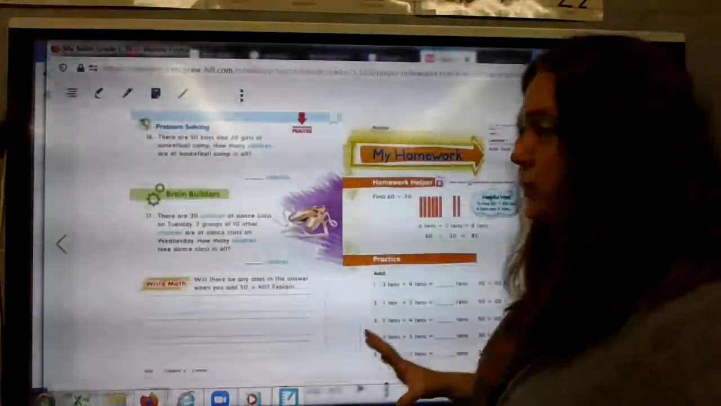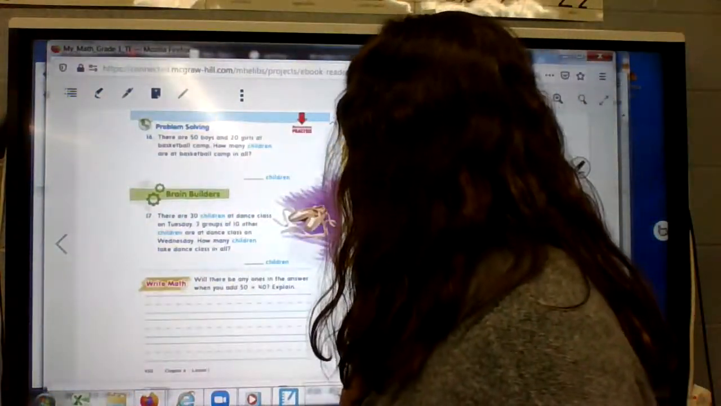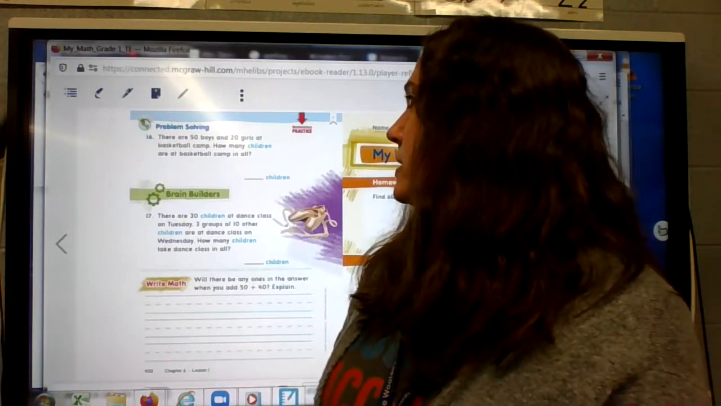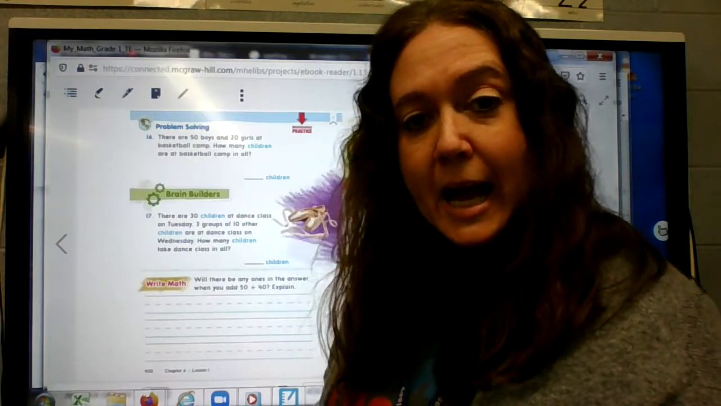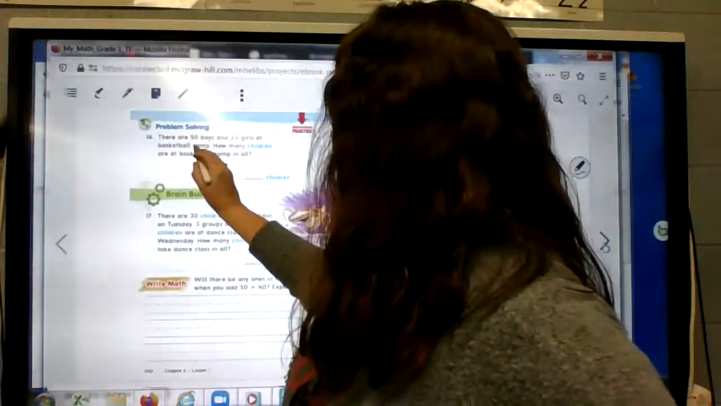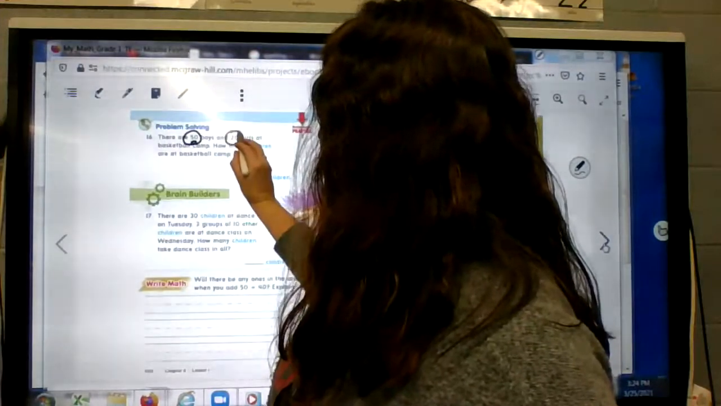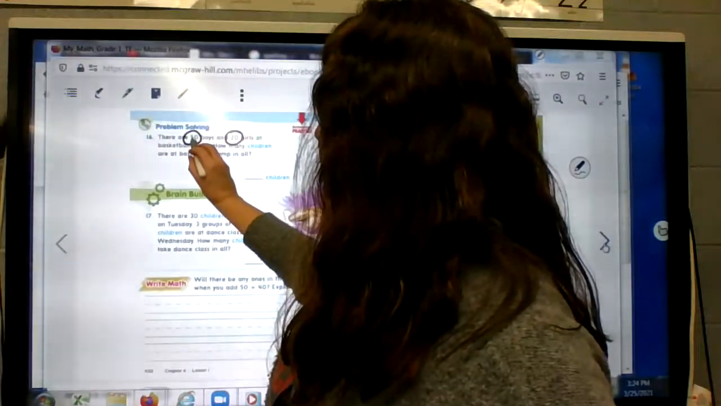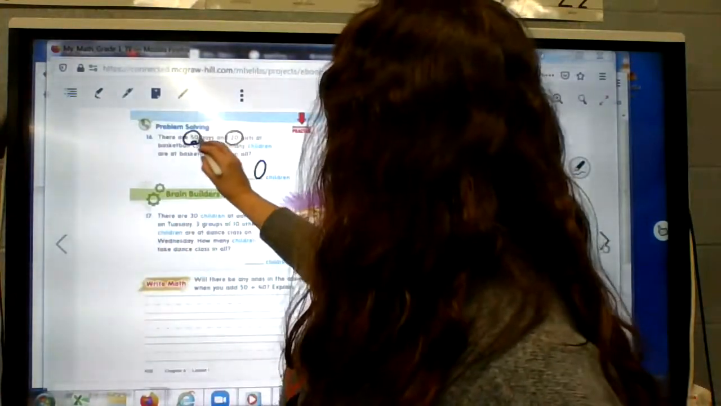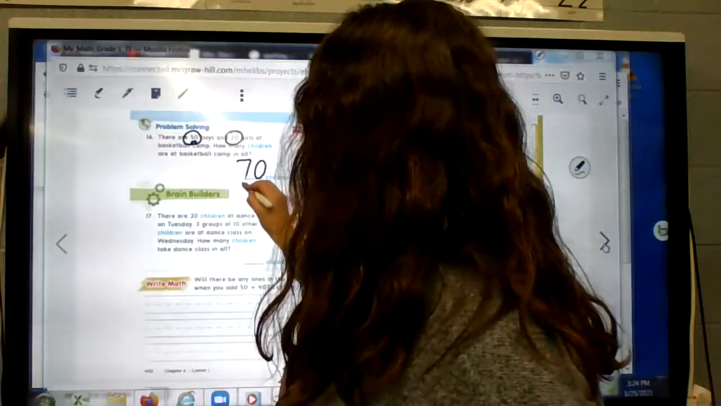You can either do that now or you could wait and do it after we do the back. Number 16, there are 50 boys and 20 girls at basketball camp. How many children are at basketball camp in all? So you're adding 50 plus 20. So we know it has 0, but now we're adding 5 plus 2. 7. 70.